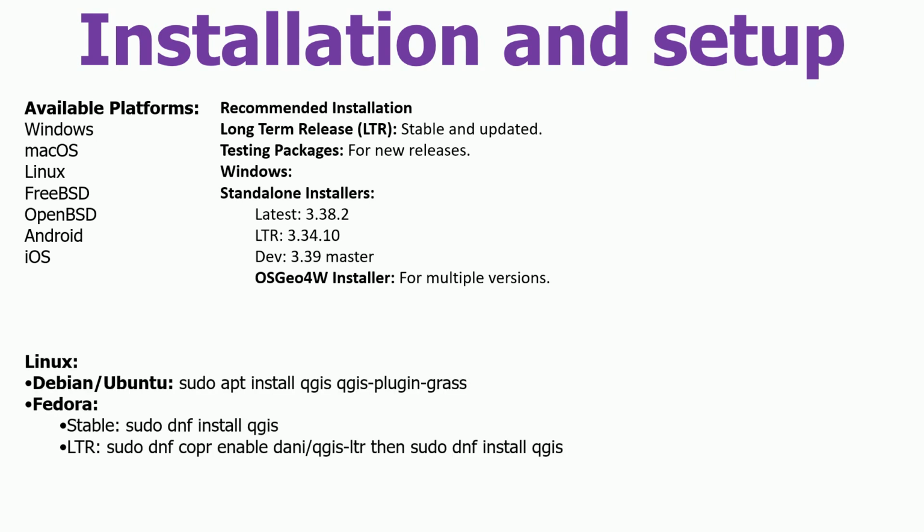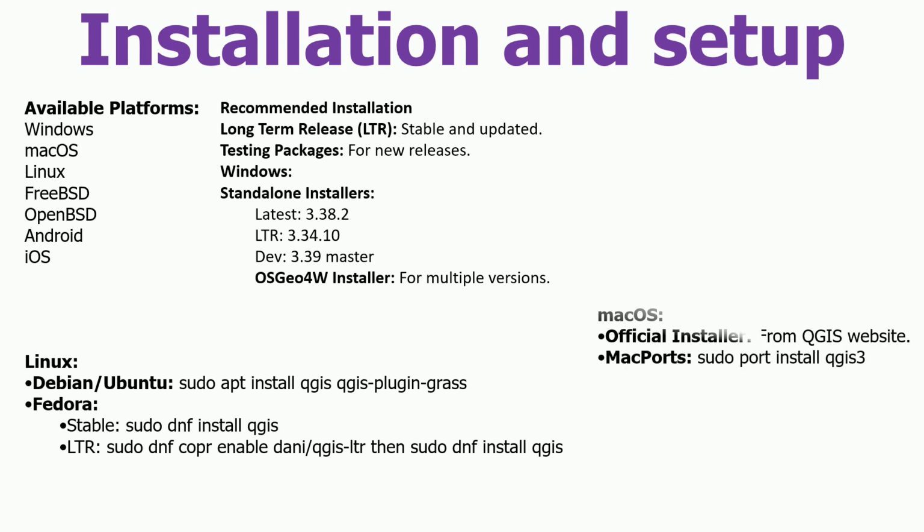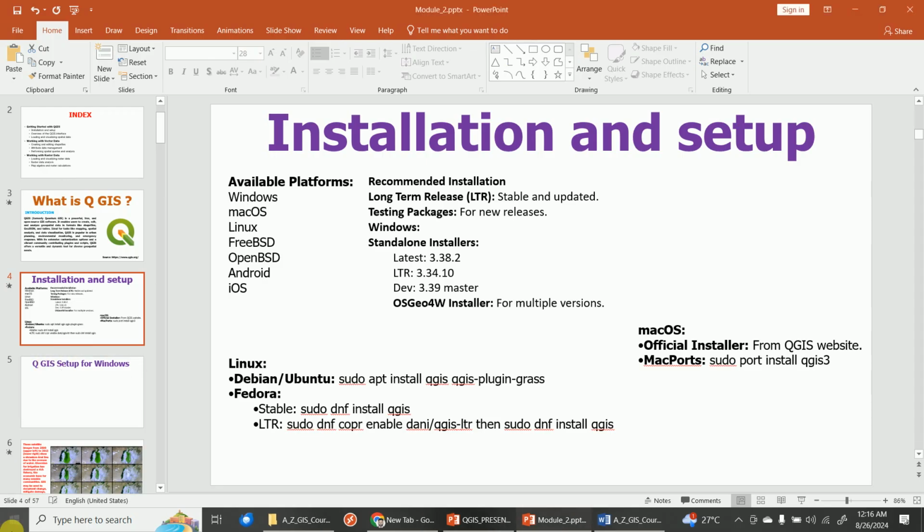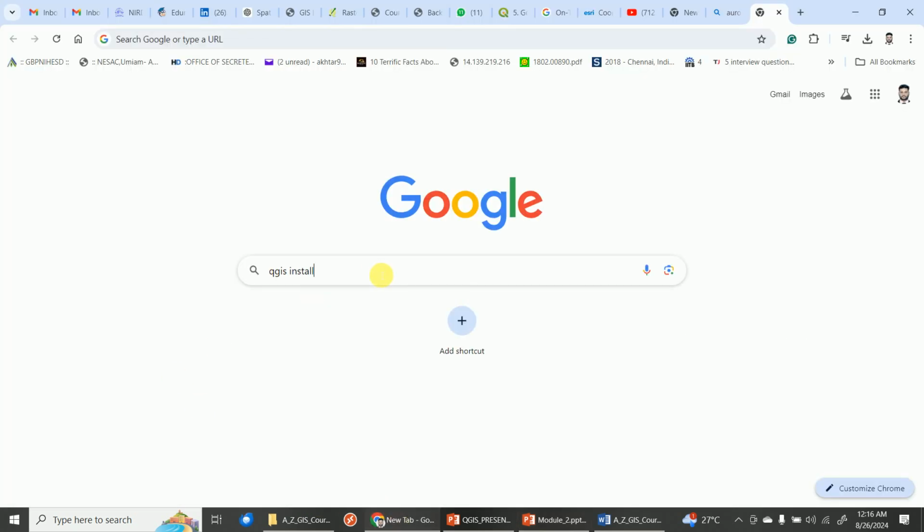And this is the Linux platform, and if you're talking about Macs, the official installation is from the QGIS website. We will see everything on the QGIS platform. Okay, now we will see a live demo of how to install QGIS on your laptop or PC.